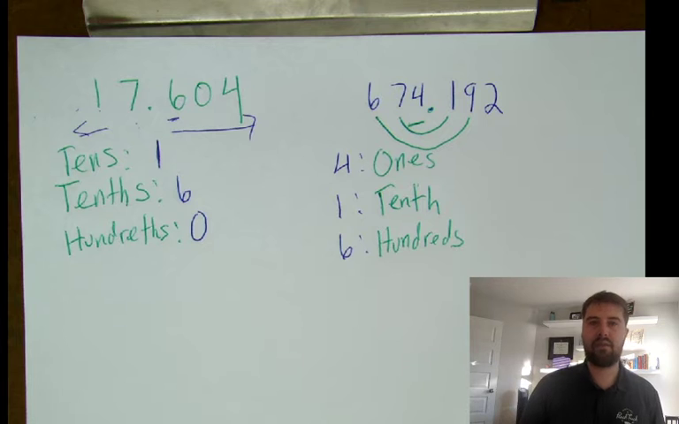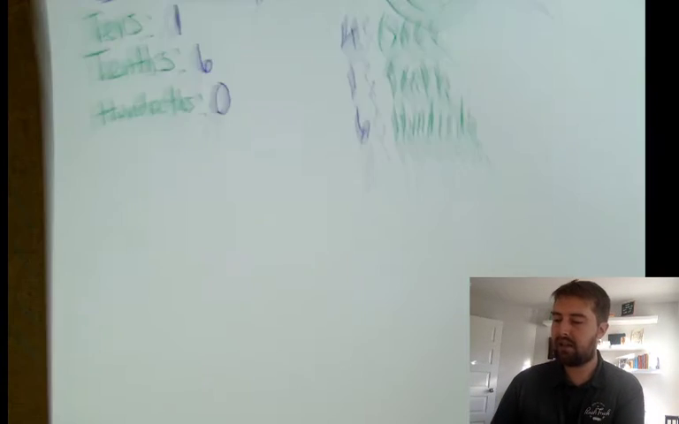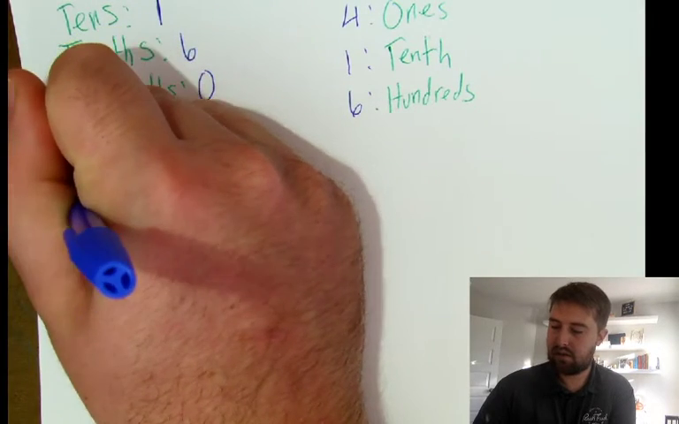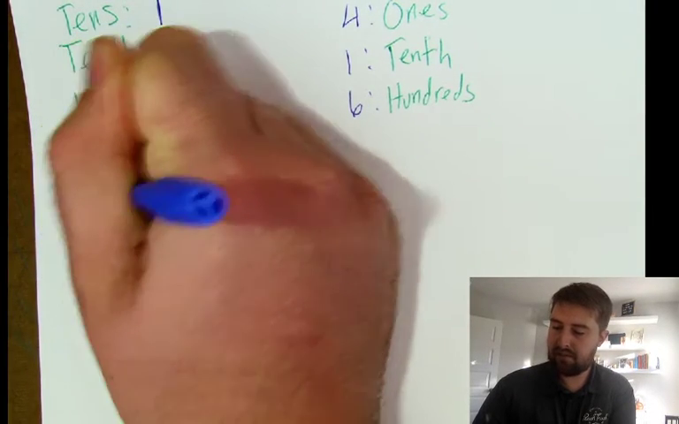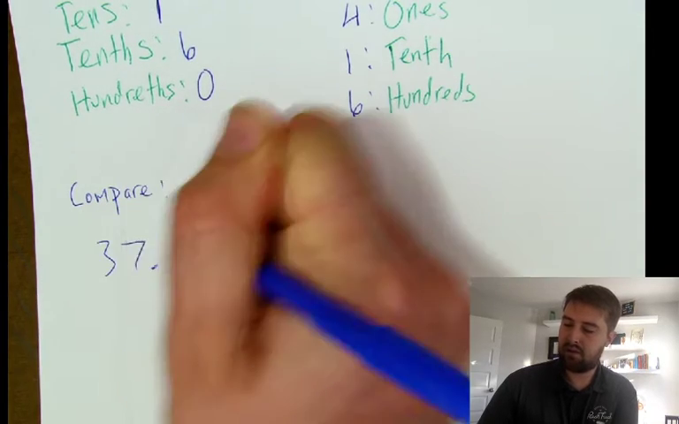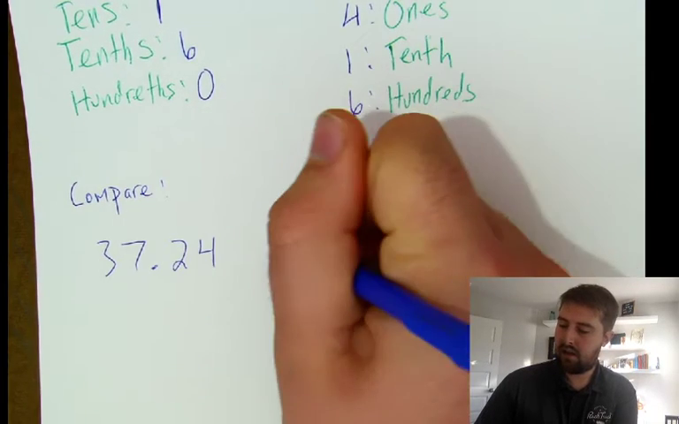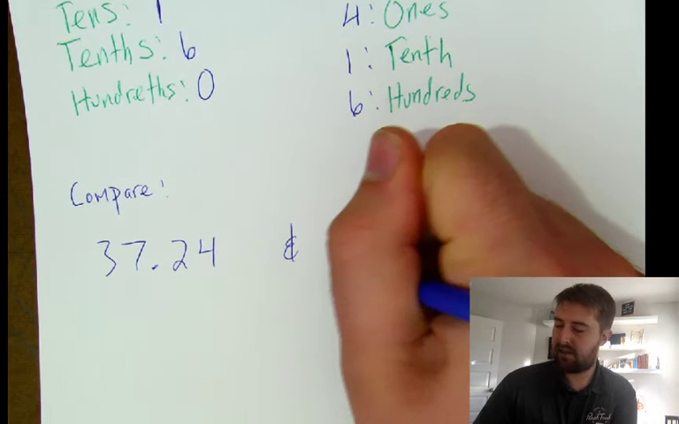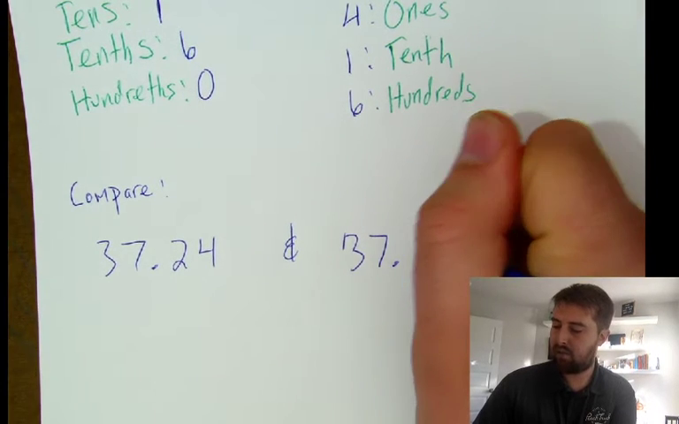All right, awesome. Feeling good? Want some more practice with these? Let me know. We'll get that done. Awesome. All right, so comparing some decimals. Now we're going to compare decimals. I want you to compare 37.24 and 37.31.